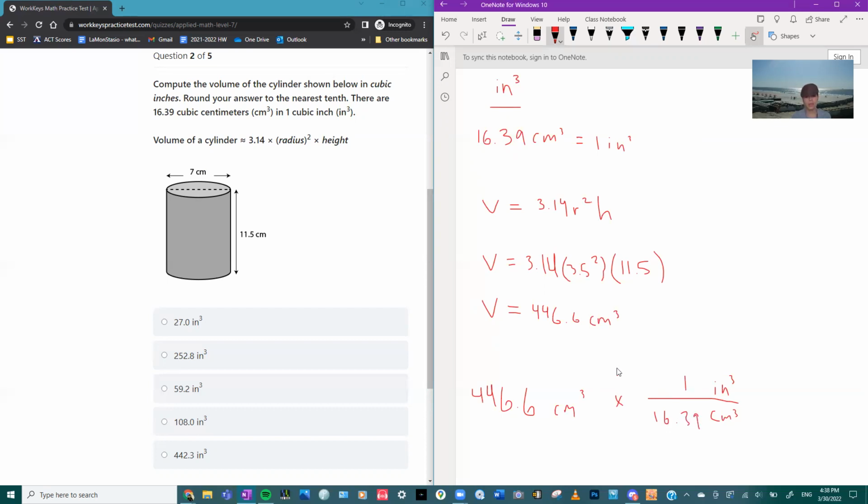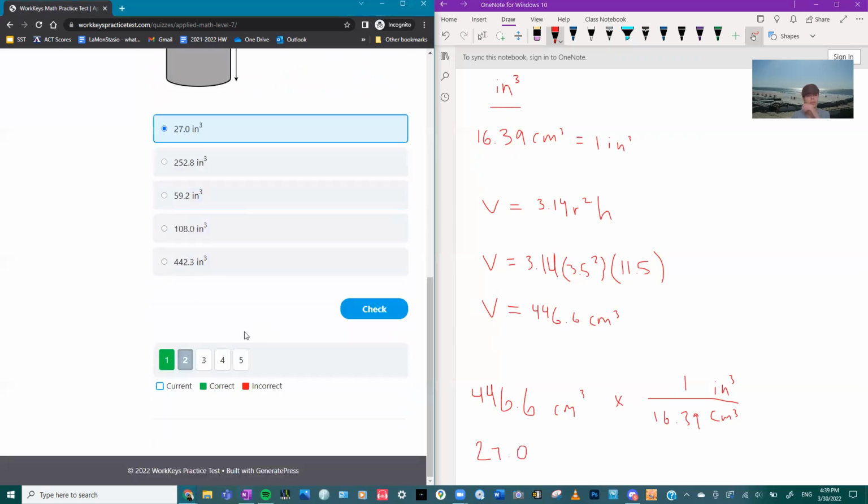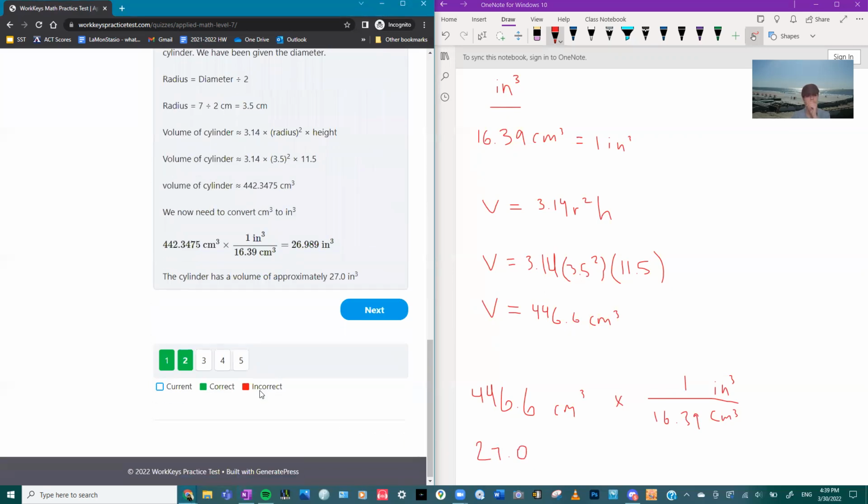So that ends up meaning that we really just divide by 16.39, but you also could just type this in 446.6 times 1 divided by 16.39, but that really just means you divide by it. So 446.6 divided by 16.39, and the answer is 27.1, well, about 27, all right? So we see 27, we choose that, we get it right. All right.